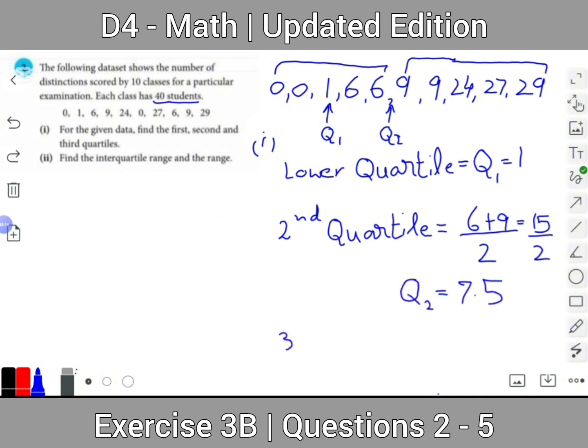Now for the third quartile, or the upper quartile, if we observe the 5 values on the right hand side of the median, the middle value of these 5 values is 24, and this value is the upper quartile, and that is Q3. So the third quartile is equal to 24.